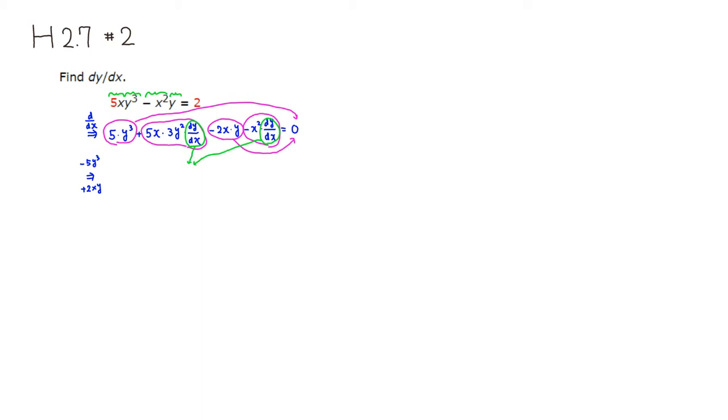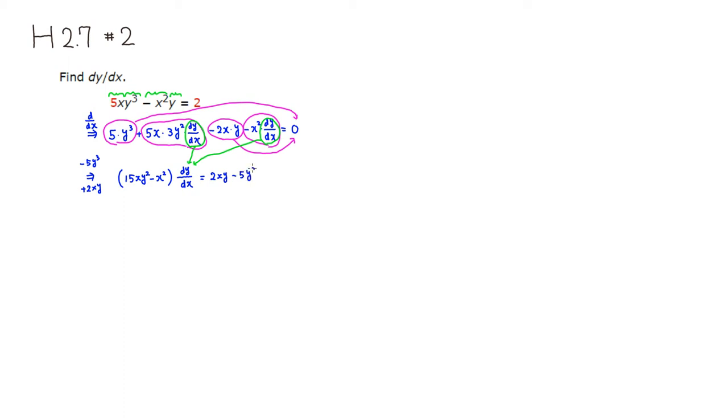So we have dy over dx times, 5 times 3, so 15xy squared, then here you have minus x squared. Then on the other side, we'll have adding 2xy, and we are subtracting 5y cubed.